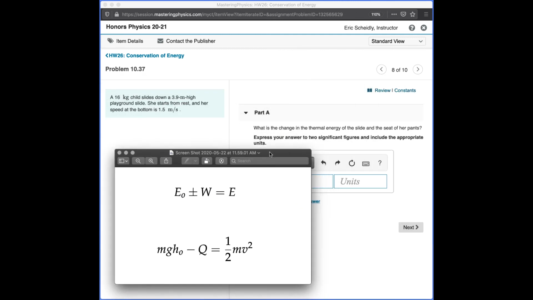So, law of conservation of energy wise, the initial energy she has at the top of the slide is gravitational potential energy, and she has kinetic energy at the bottom. We have everything we need to calculate those. The thing that we don't know is how much thermal energy is generated along the way. So mgh naught minus Q is equal to 1/2 mv squared. Solve for the thermal energy. It's as simple as that.